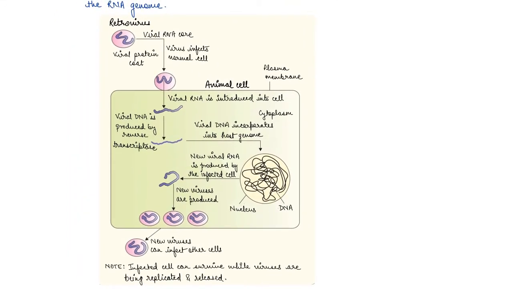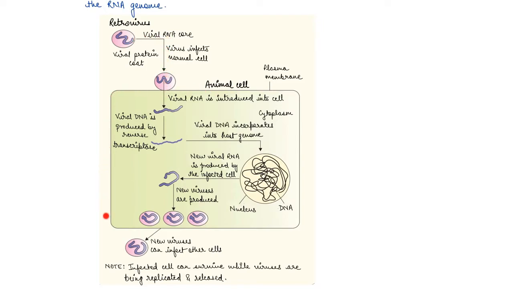So if you see the diagram here, what is happening exactly? First, you have a retrovirus here. This is the RNA. The outside is the protein coat and inside you have the viral RNA. Now this comes and infects a normal cell.